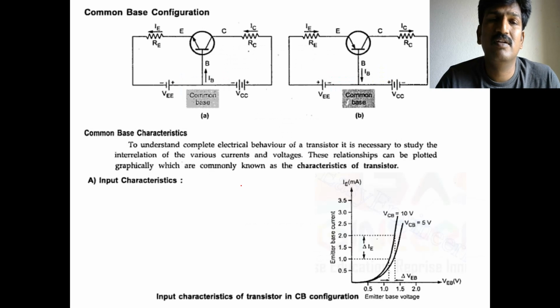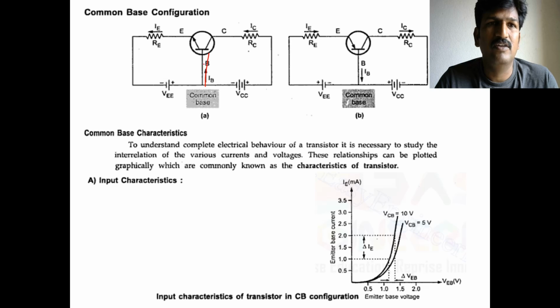Generally, you know that in common base configuration, the base is grounded. Base is going to be common to the emitter and collector. Irrespective of the NPN transistor and PNP transistor, the base is going to be grounded. That is called the common base configuration. Let us look into this. In this NPN transistor, the base is connected to the ground.